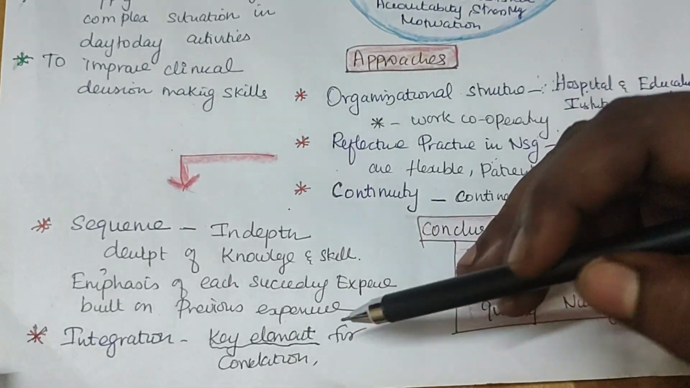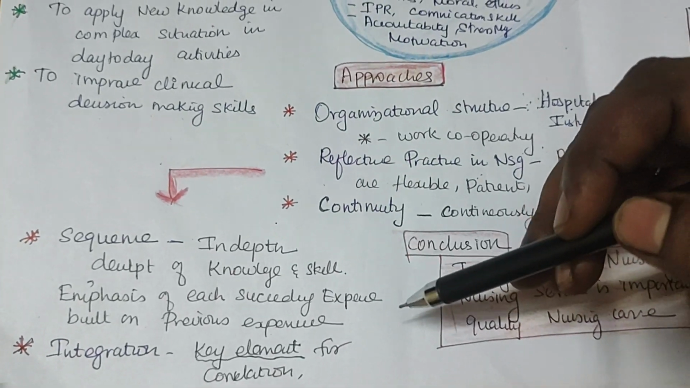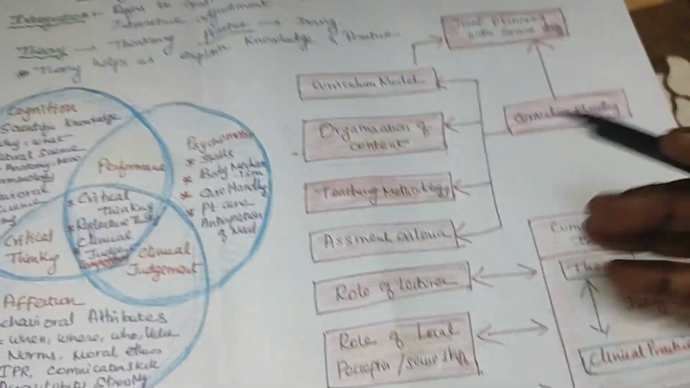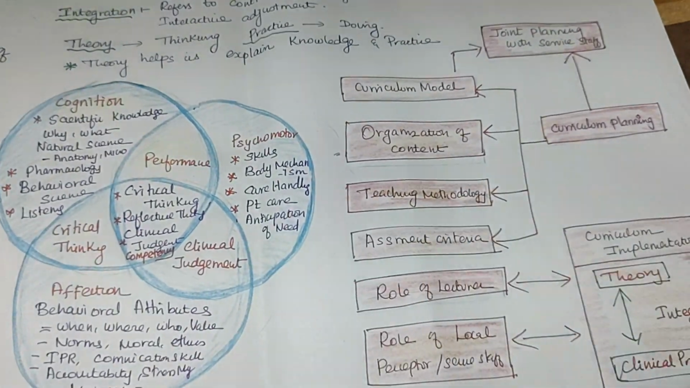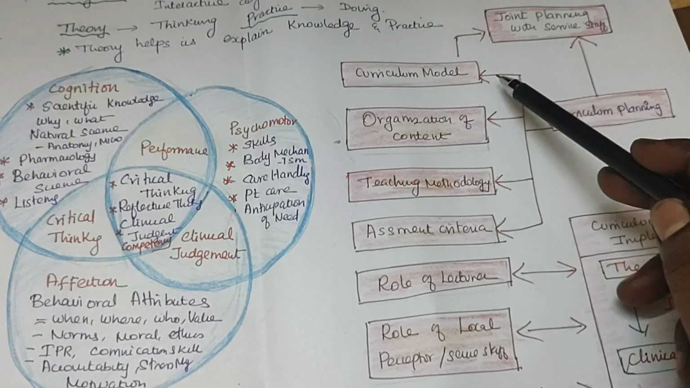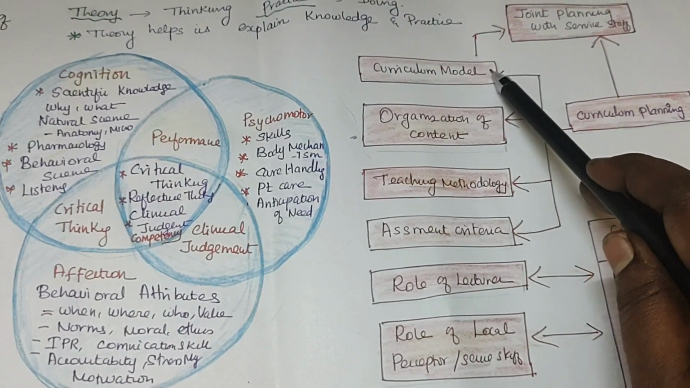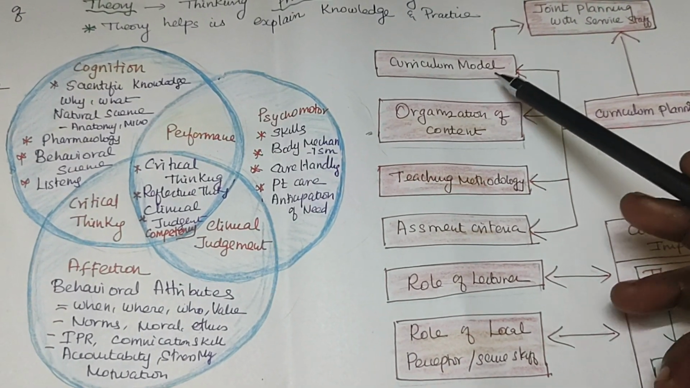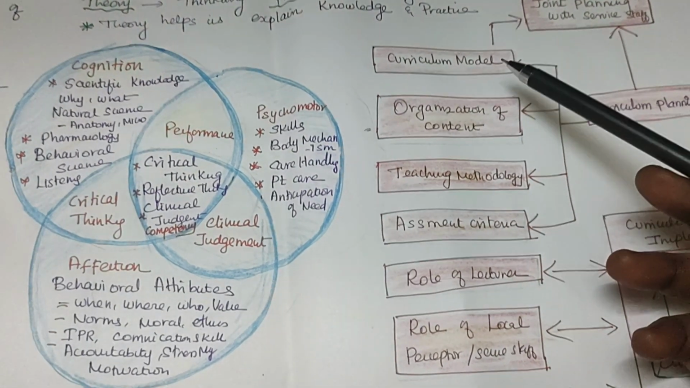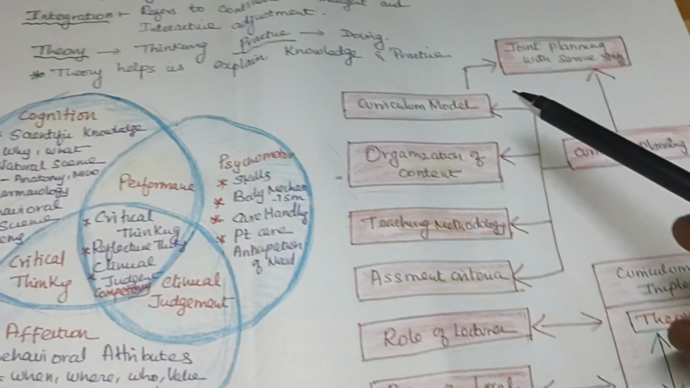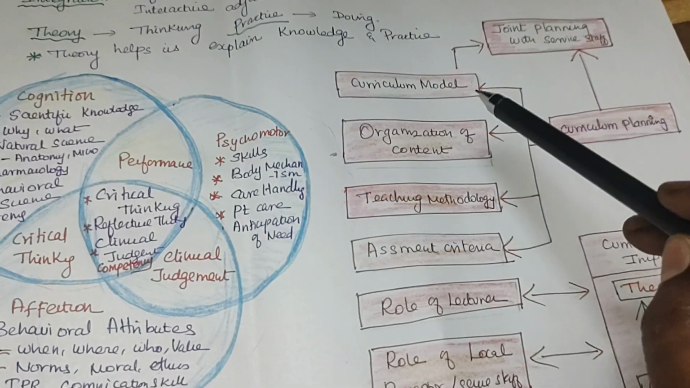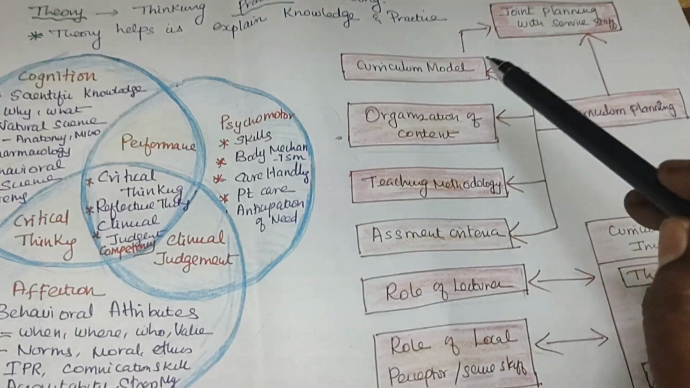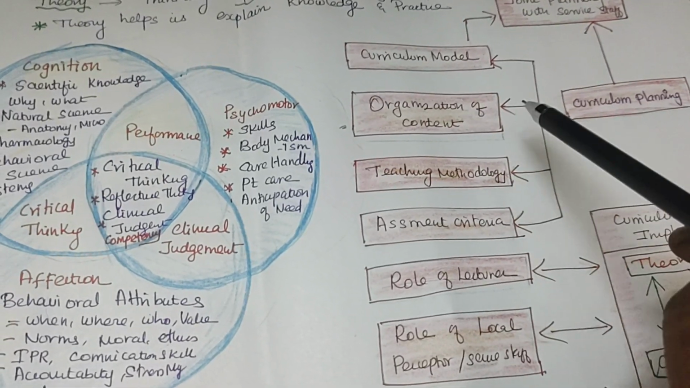And integration, as I told in the beginning, is the key element for correlation. You look at this one. This is how you can plan. We tell that both the organization and other people have to plan it coordinately. How can you plan? What is curriculum? The curriculum will be planned for the particular program, particular students, to achieve the educational objectives for the particular group of students. It is made by the teacher.